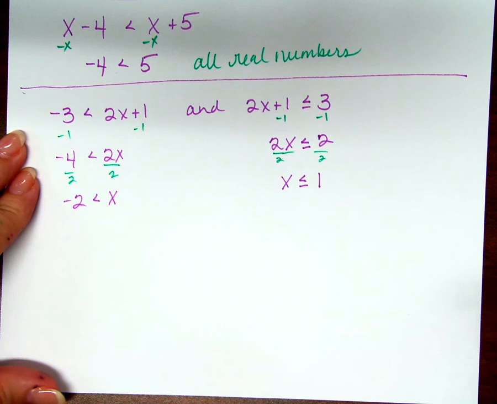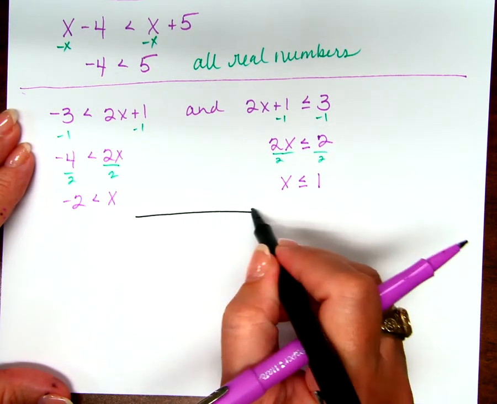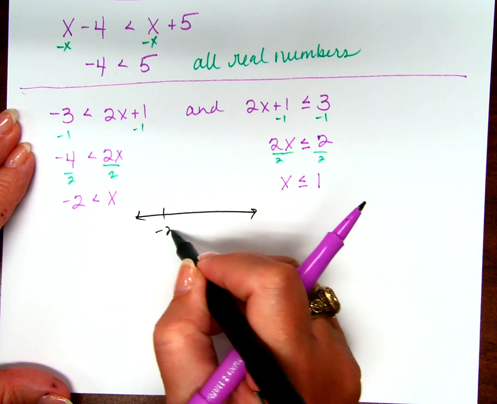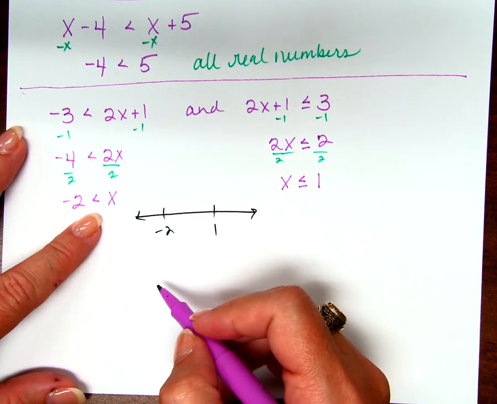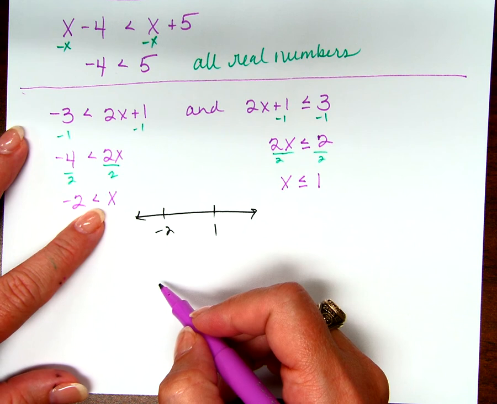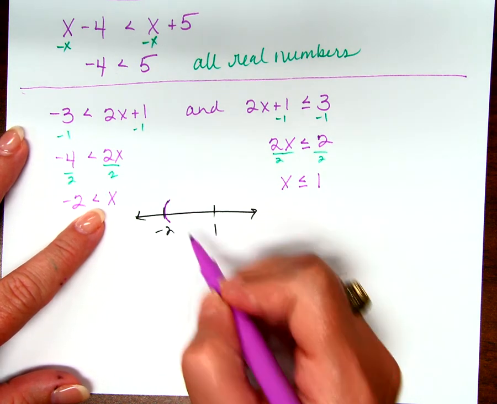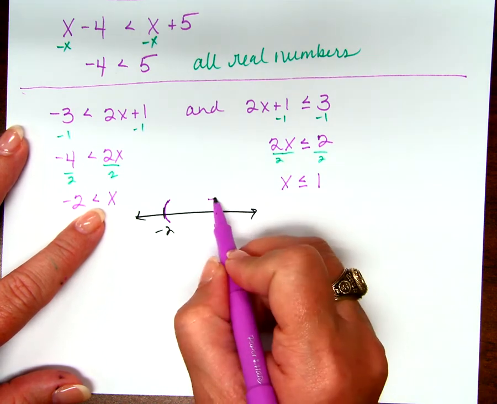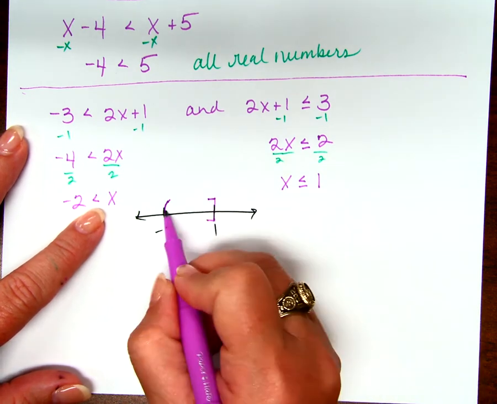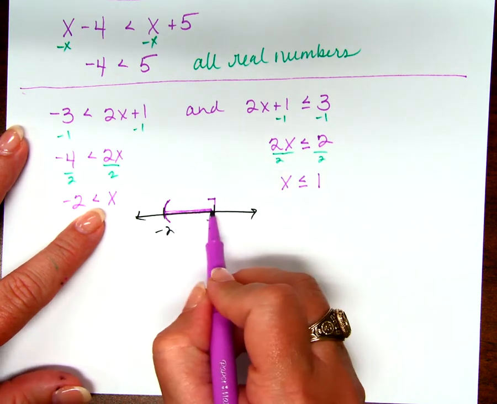Okay, so I've got my number line right here. I've got negative 2 here, and I've got 1 here. What goes on the negative 2? A parenthesis or an open circle, right? And what goes on the 1? A bracket. And I know it's an and statement because it literally says and in it. So I know I shade between.